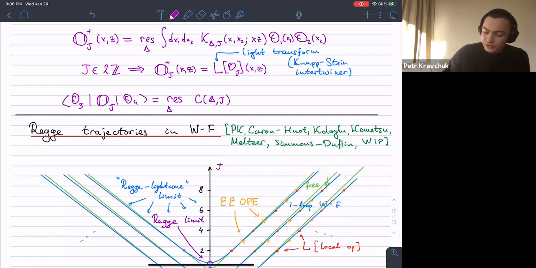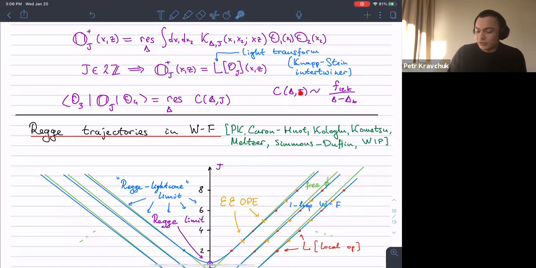And it's known that for even integer J, this function C of delta and J has poles in all positions of local operators. So that's known. And it's known that this function admits analytic continuation in J, a distinguished analytic continuation in J. However, it's not known in general what is the structure of the singularities for general J.